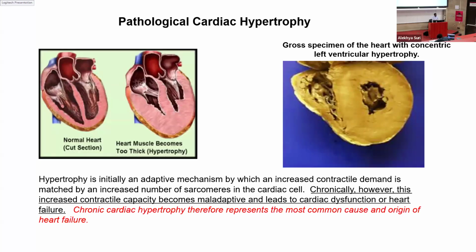So pathological hypertrophy is an adaptive mechanism. When you stress the heart, it tries to increase its contractile capacity by the hypertrophic process. So initially, it is an adaptive mechanism. However, if this condition is not treated, then it will become a maladaptive condition and lead to heart failure. Okay, so many heart failure conditions are caused by pathological hypertrophy.